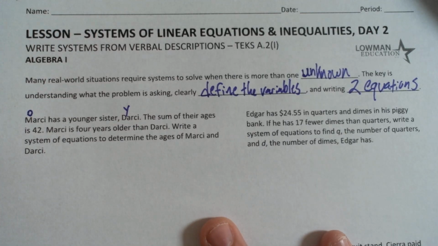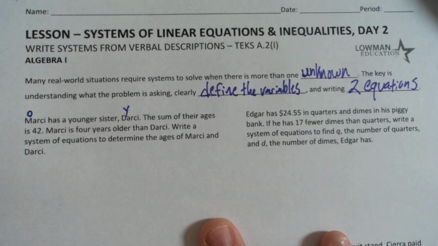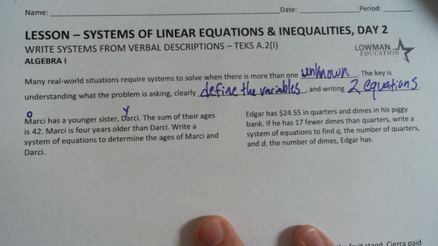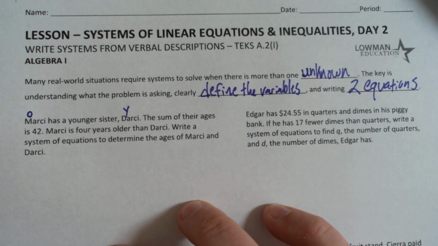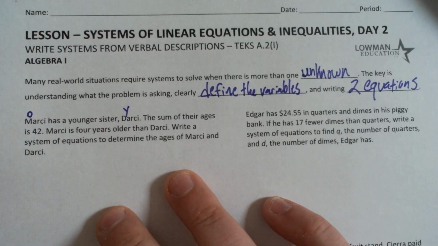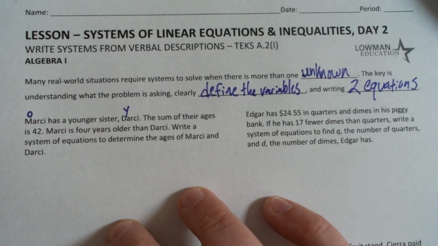So you could do this with your age and anyone else's age, and it's a way of saying this many years older than this person or younger than this person, and the sum of our ages is this. Then you can figure out, hey, how old are you actually, or how old is that person actually?